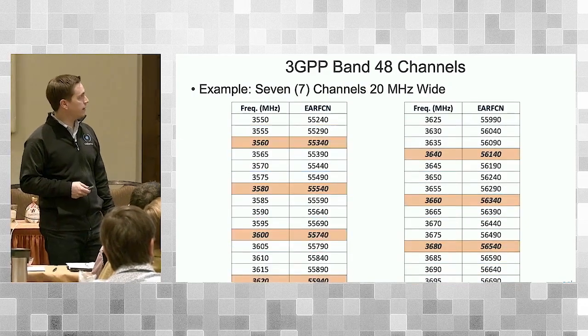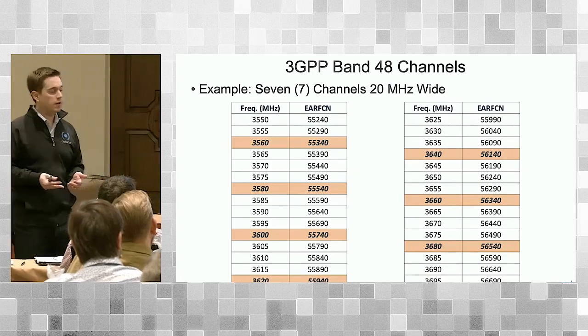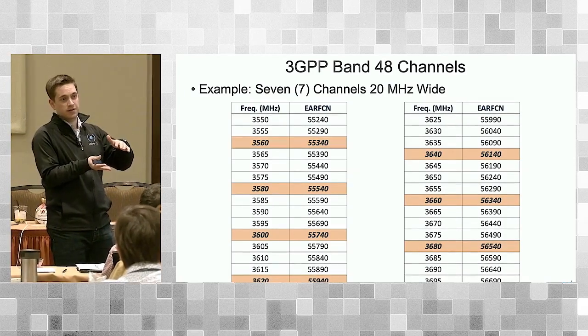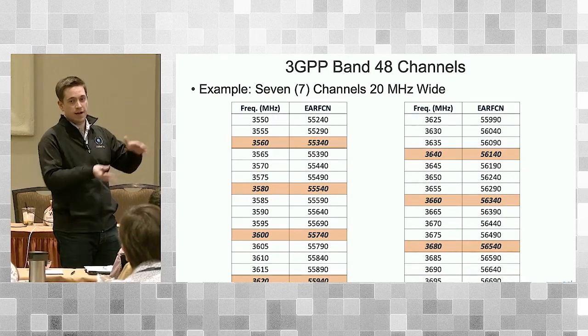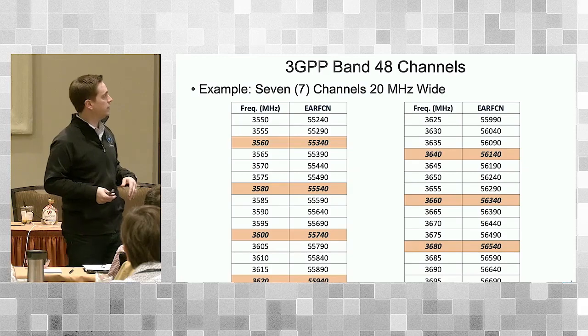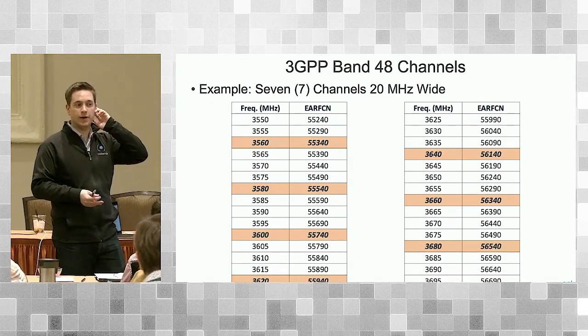If we look at 20 megahertz channels, then you would potentially have 7 20 megahertz channels available. This is one example because you can skew those channels to the low end of the band or the high end of the band because you have about 10 megahertz of wiggle room there. So if you're skewing it toward the low end of the band, these would be your channel numbers for 20 megahertz.